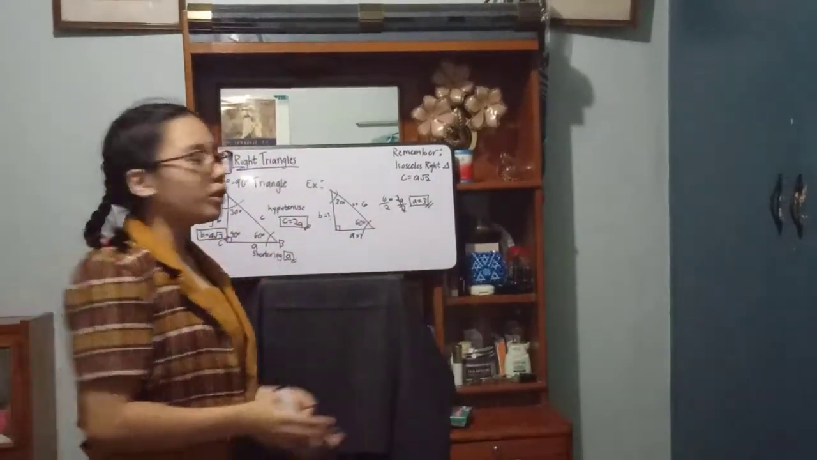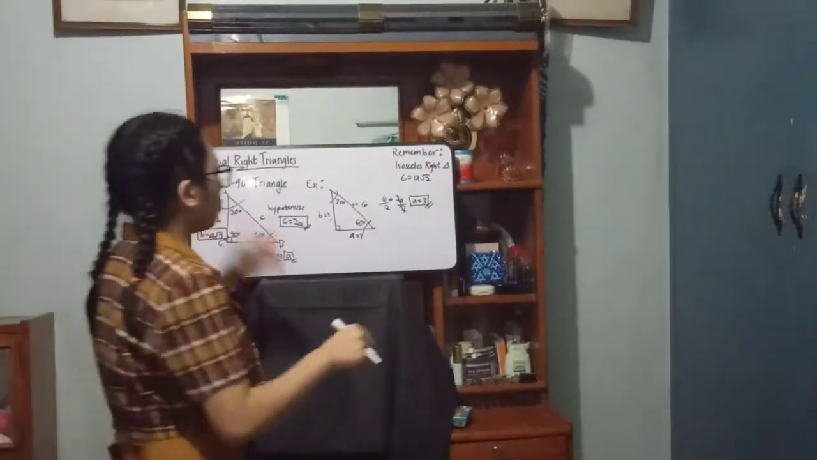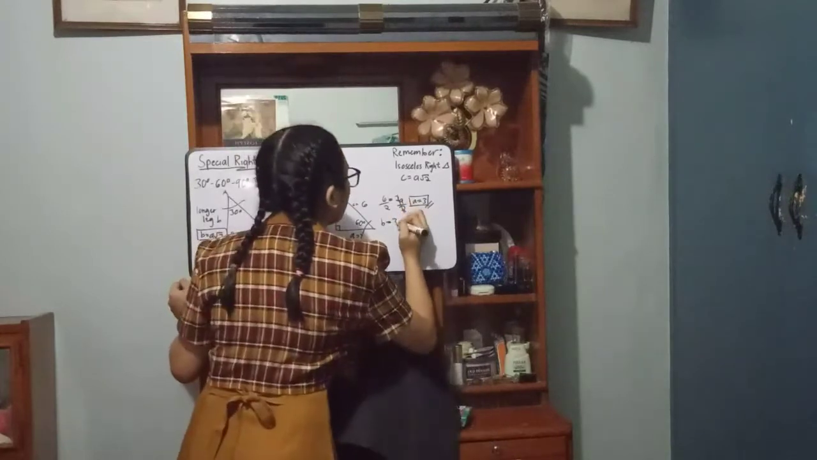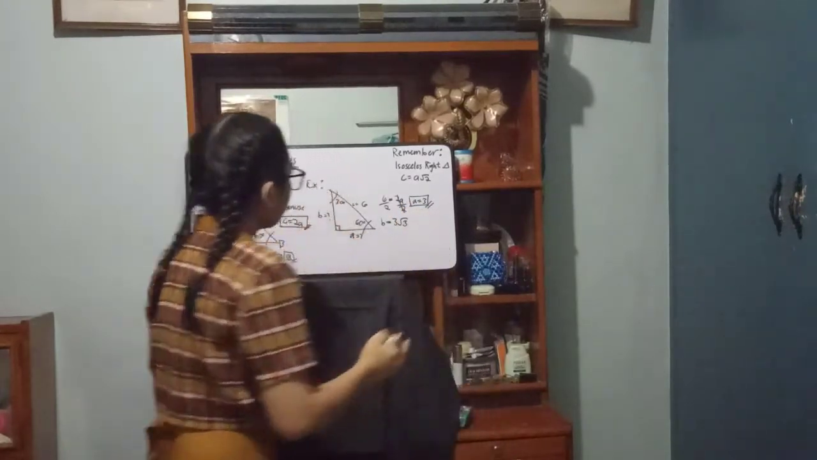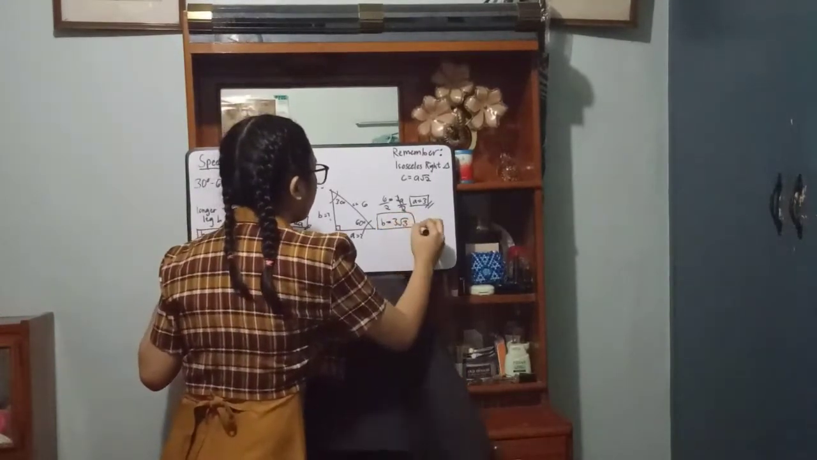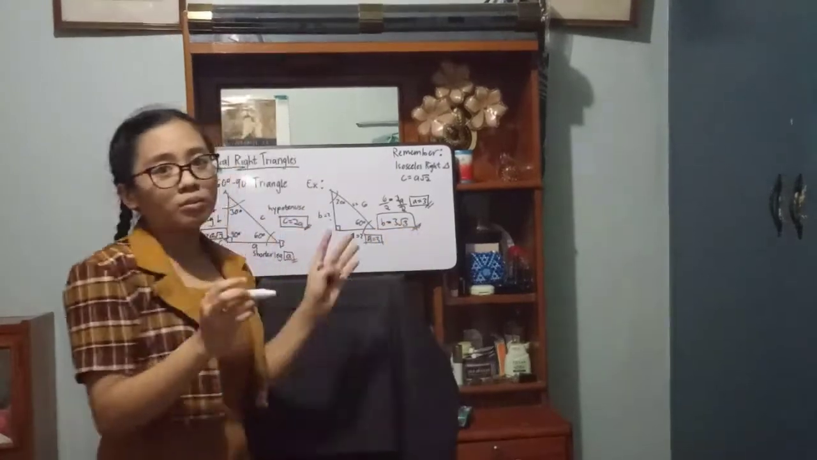Now, I can solve the longer leg. So B is equal to our A, which is 3, times the square root of 3. This is our final answer. A is equal to 3 and B is equal to 3 times the square root of 3.